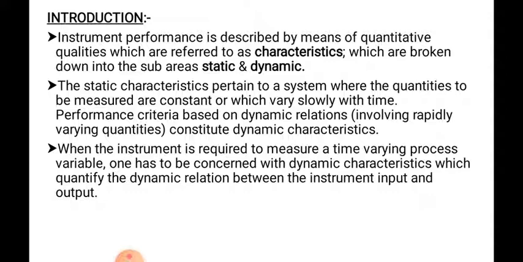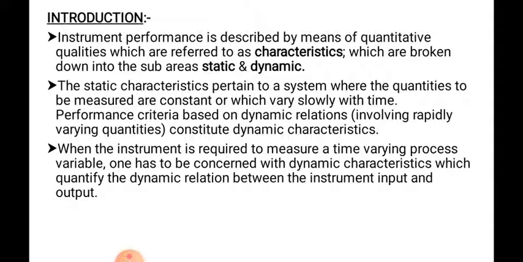Here we have studied two types of characteristics. What does it mean by characteristics? The characteristics is nothing but the performance described by the quantitative qualities of the instrument, and the characteristics are again categorized into two sub areas, that is the dynamic and static. And what does static mean? The static means the instrument or the system which gives the quantitative measurements that are constant or vary very slowly with time.